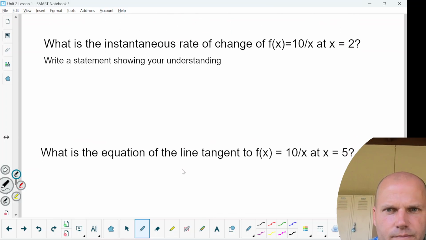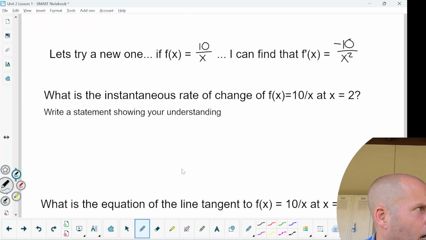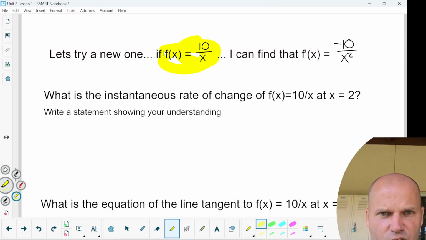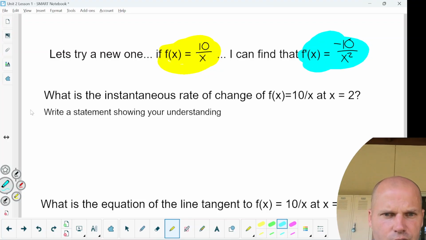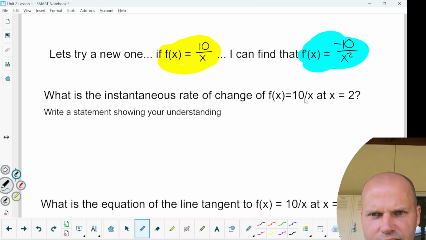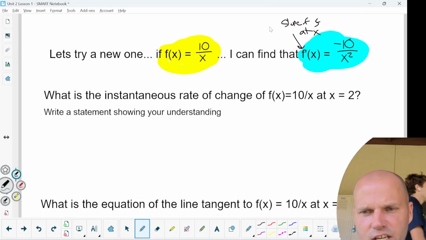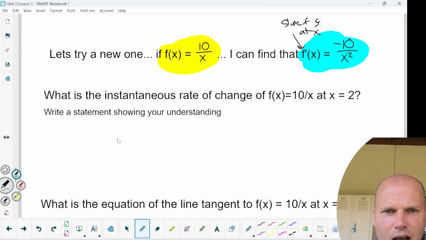Okay, so that's the way to check. Here's the last one that I wanted you to try in class. Here is an example of what you're going to have for homework. I'll give you the function. I'll give you its slope equation. Okay, you just got to know how to use it. What is the instantaneous rate of change of f of x at x equals 2? Well, this is the slope of f at x. This is the instantaneous rate of change of f at x.